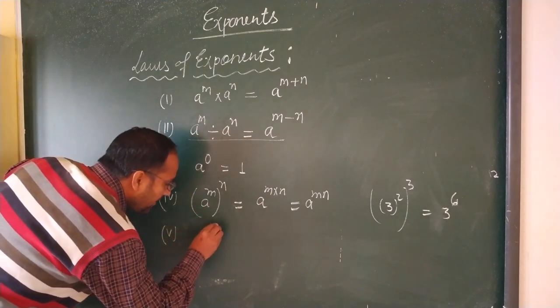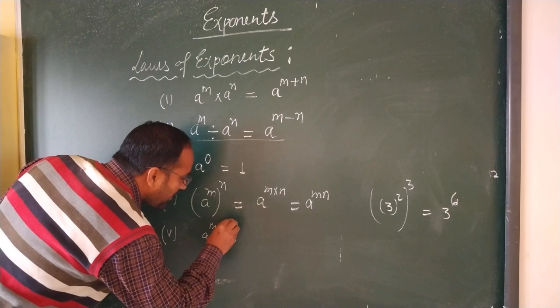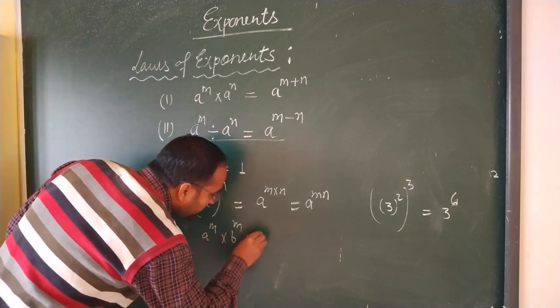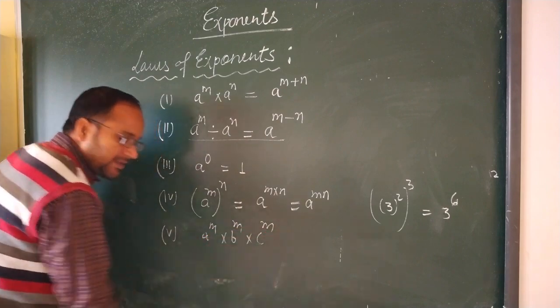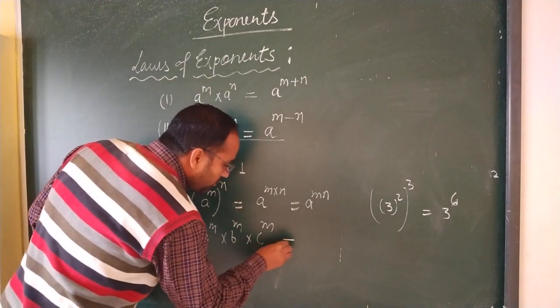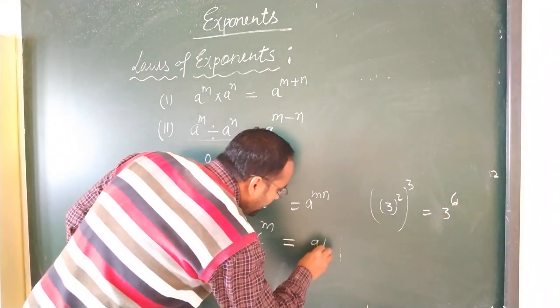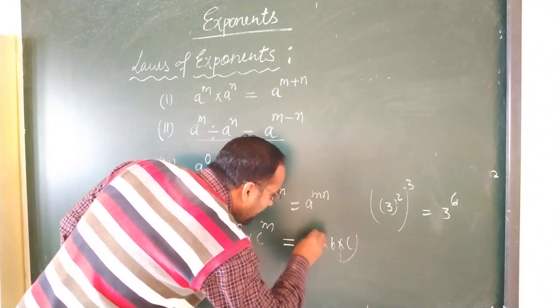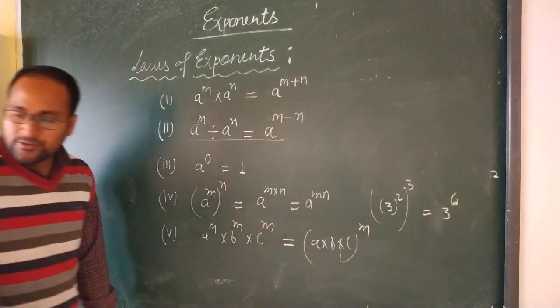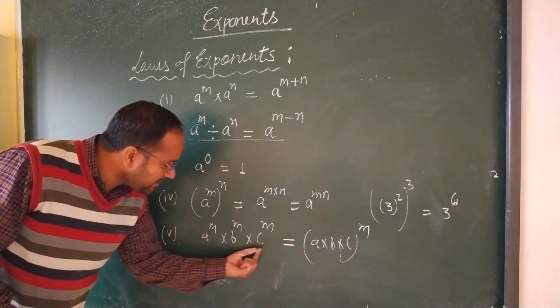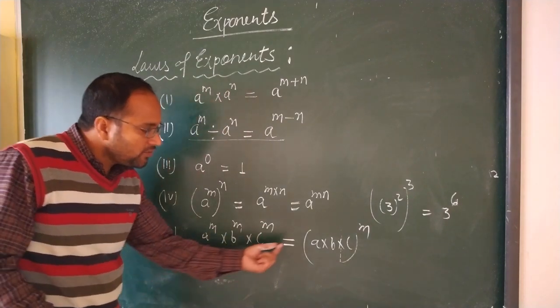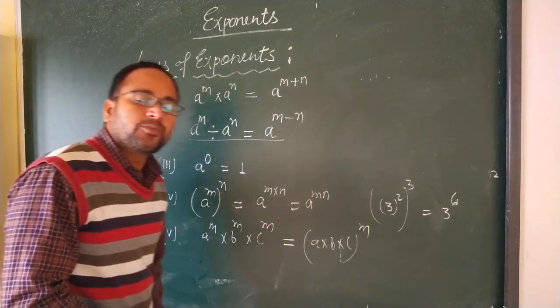Okay, a to the power m is multiplied by b to the power m. If bases are different but powers are the same, then it is also very easy. You will multiply the bases a, b, c and write the power 1 time. If bases are different and powers are the same, then you multiply the bases and write your power 1 time.